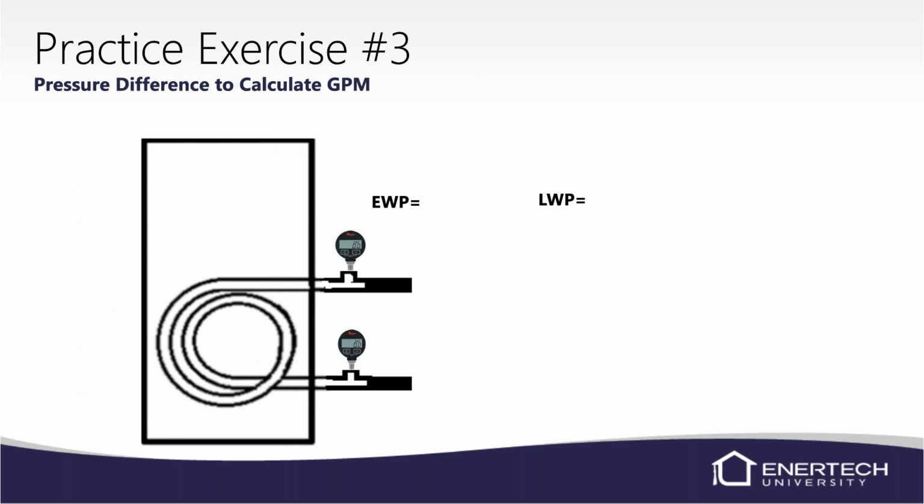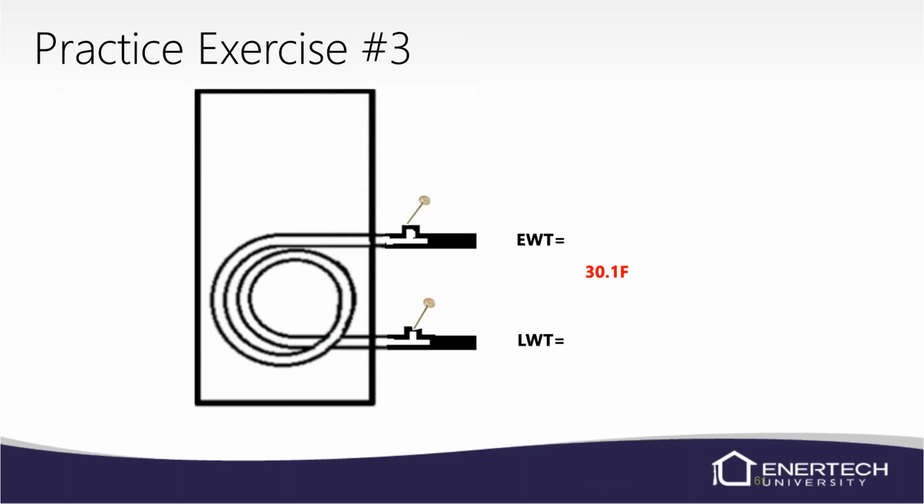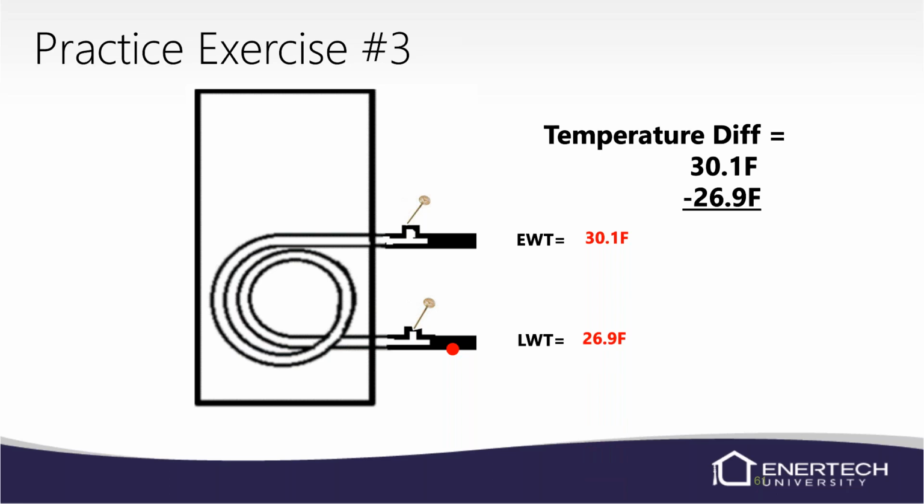Again, it doesn't matter to me whether you check pressure drop or temperature difference first. You've got to check both, so it doesn't really matter. In this example, we have 18 PSI in and 15 PSI out. Pretty easy to do the math on that. You have a 3 PSI pressure drop. Entering water temperature of 30 and leaving at 26.9.